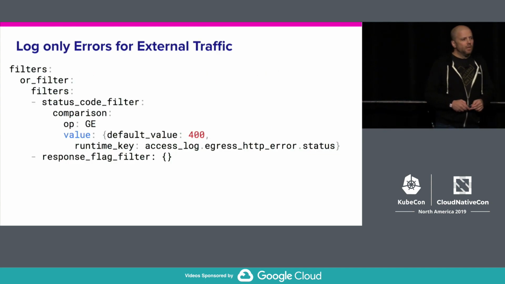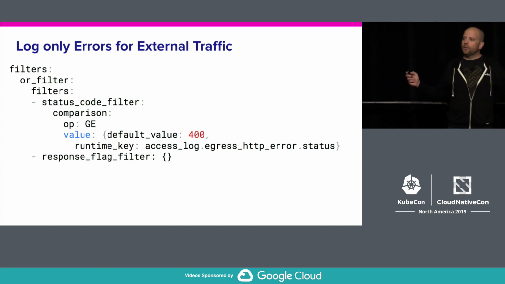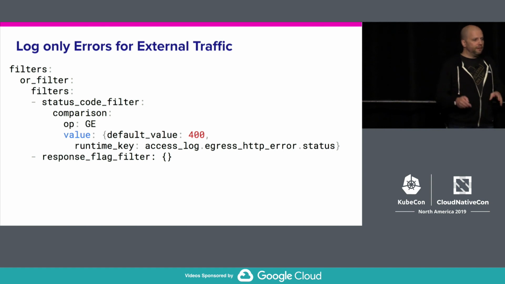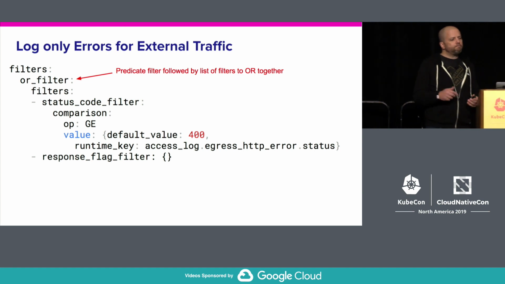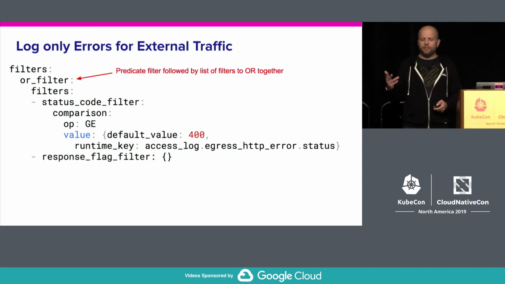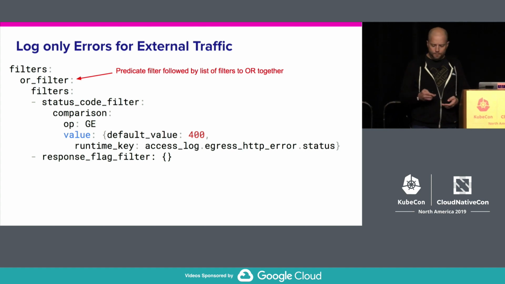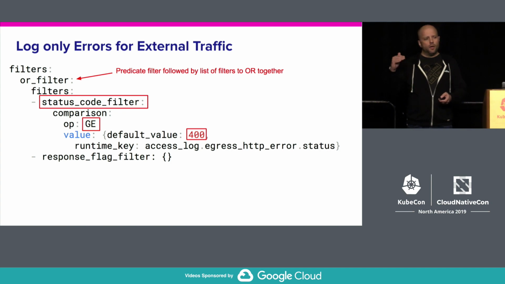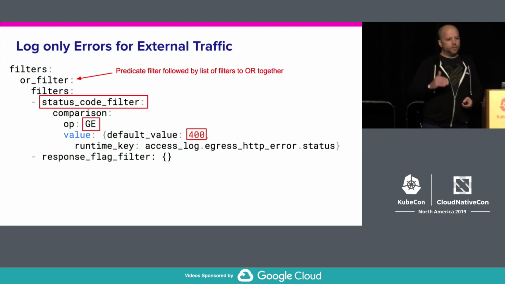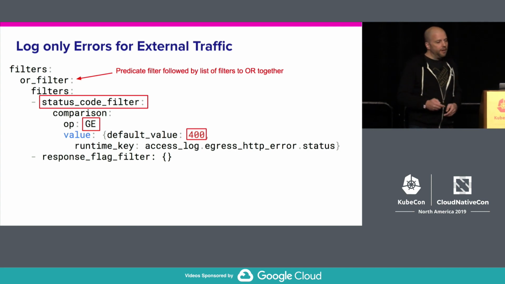Different scenario. Maybe you want to log only errors for external traffic. You don't care about the 200s, you don't care about the redirects. You want to know about the 404s, the 503s, all that sort of thing. The first thing you might see here, at the top, is a predicate filter. There are, I believe, 2 of these supported by Envoy, and an OR. In this case, we have the OR filter specified by a list of other filters nested underneath. The first of which is the status code filter. It basically says, look at the status code, look at the operand, and if it's greater than or equal to, in this case, log it. It ORs that with the output of the other filter.